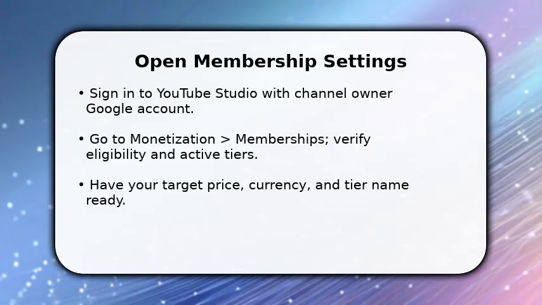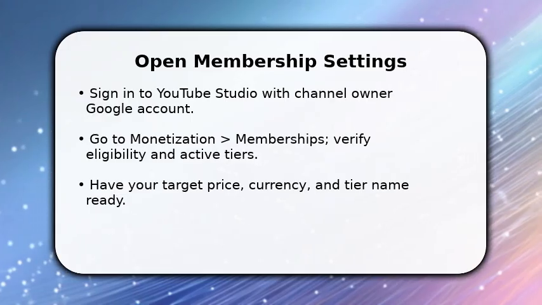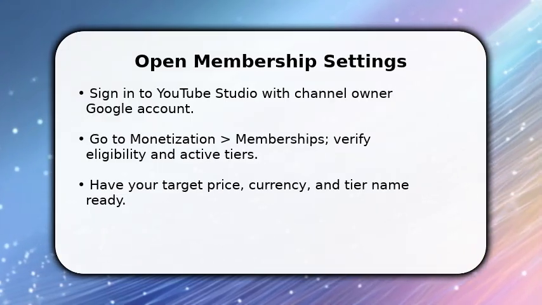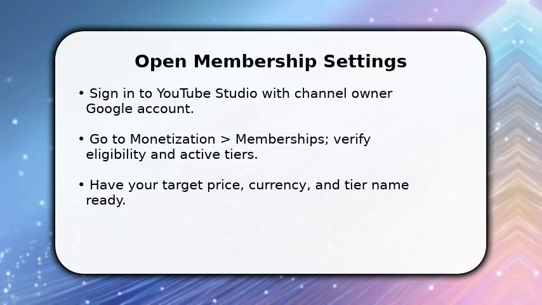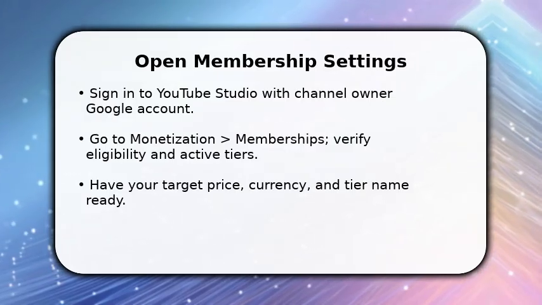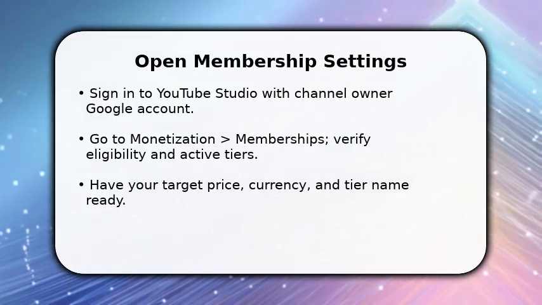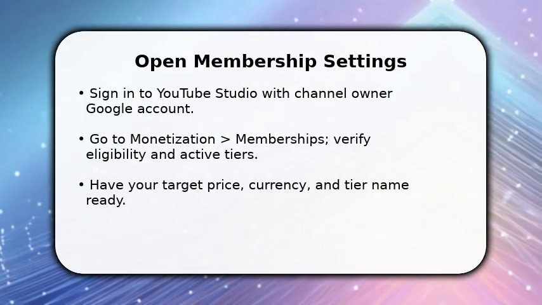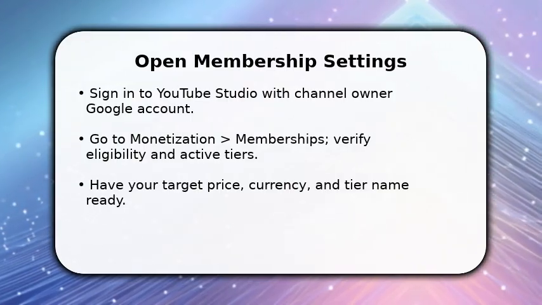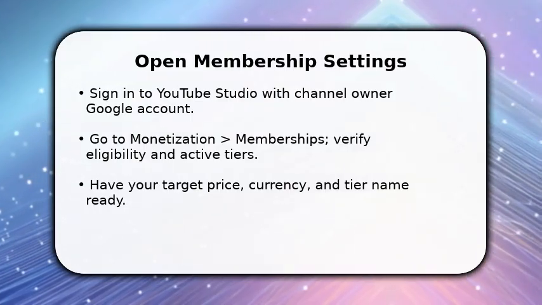You start by opening YouTube Studio and navigating straight to monetization, then memberships. You need to be signed in as the channel owner. Once there, check which membership tiers are active and confirm your eligibility to change prices. Make sure you already know the new price, currency, and whether you'll rename the tier.